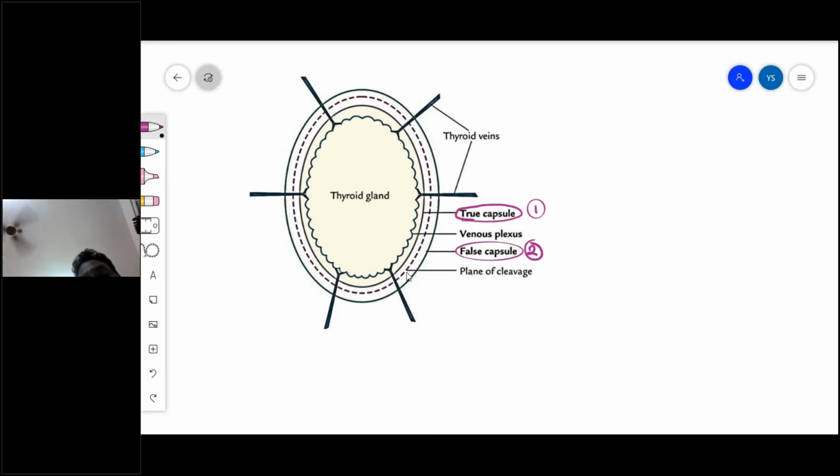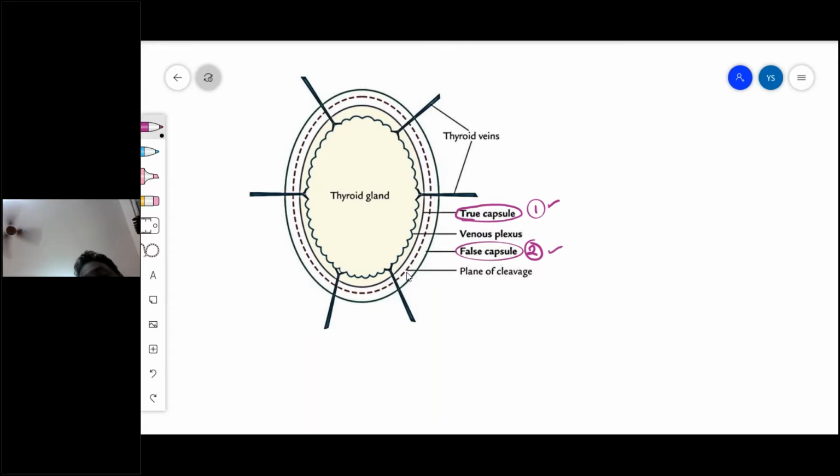For all glands, the true capsule is formed by condensation of glandular tissue. That is the true capsule. Like that, the false capsule is formed by adjacent deep fascia. Whatever fascia is available nearby the gland forms the false capsule. Not only for thyroid, we can apply this to all the glands in our body.